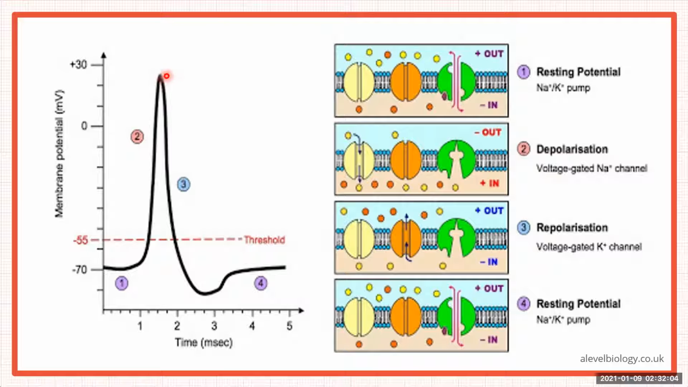Then comes repolarization, which is the time when these orange potassium channels, voltage gated channels, now open and allow potassium to go out, right? So now you see from plus 30 millivolts, the membrane potential is coming down. This is repolarization. As long as the channels remain open, more potassium shoots out, so it can drop down to around minus 80, minus 85 millivolts, right?